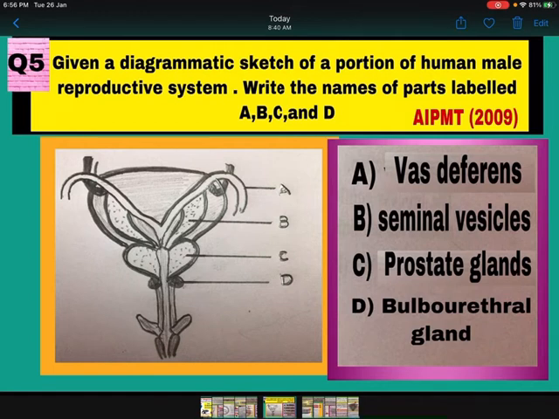So labeling A, B, C, D: A vas deferens, B seminal vesicles, C prostate glands and D bulbourethral glands. And note an important point about the glands. The secretion of these glands constitutes seminal plasma, which is rich in fructose, calcium and certain enzymes.